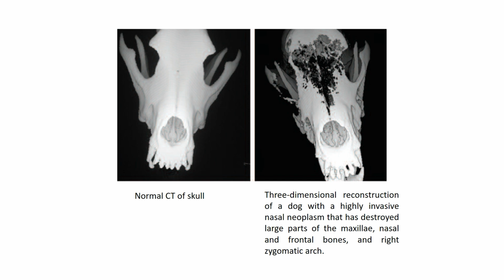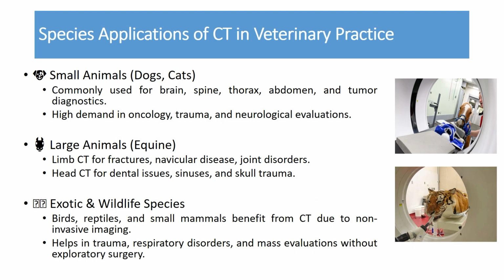So, this is a normal CT of a dog, while another CT is showing a three-dimensional reconstruction of a dog with a highly invasive nasal neoplasm that has destroyed a large portion of the maxilla, nasal bone, the frontal bone and the right zygomatic arch. Clearly appreciate that this is a 3D reconstruction of the CT.